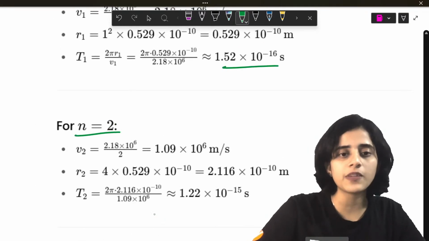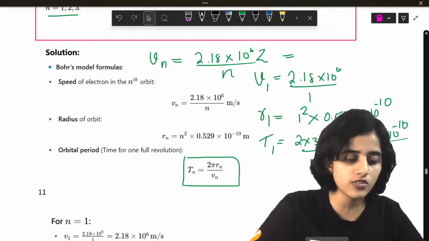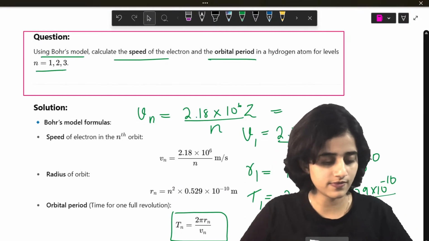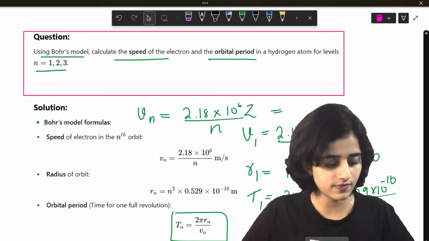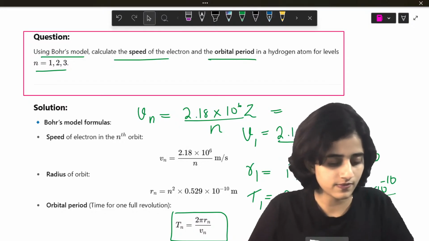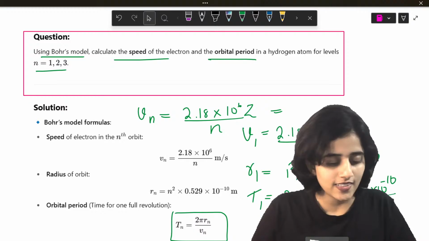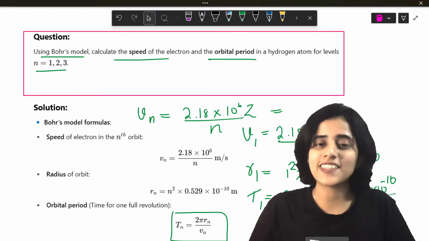Can you quickly let me know if you're getting it? I am asking you something here. Are you all getting it or not getting?